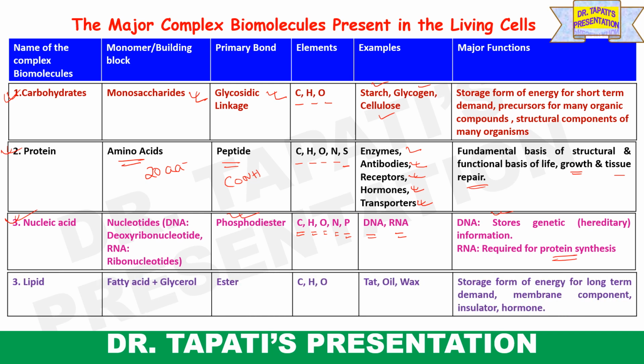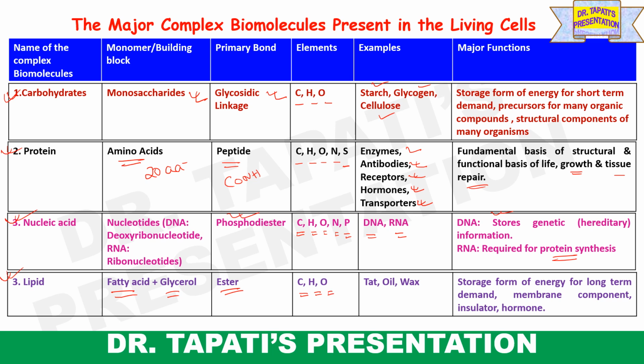Fourth important complex biomolecule is lipid, which is made up of fatty acid and alcohol like glycerol. In between fatty acid and alcohol, ester bond is present. Primary elements are carbon, hydrogen, and oxygen. Less oxygen, more carbon and hydrogen.